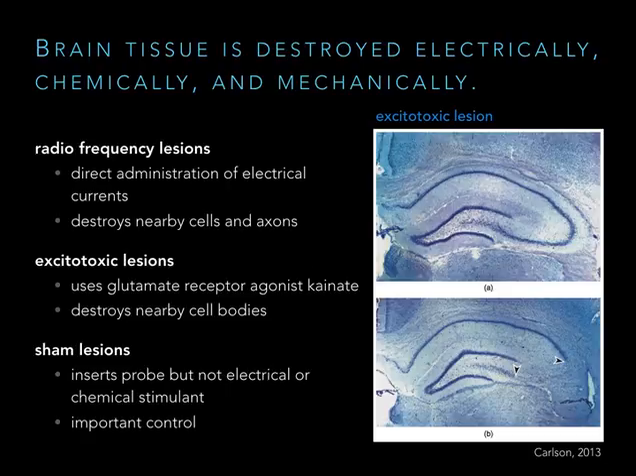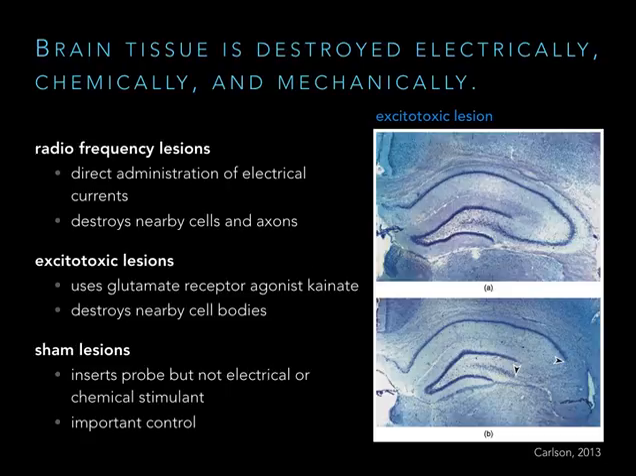So only the neuron cell bodies in the region where you're dumping out kainic acid are going to be stimulated. They'll be stimulated to the point that the neurons themselves will die. It's what we call excitotoxicity. They're excited to a toxic degree.